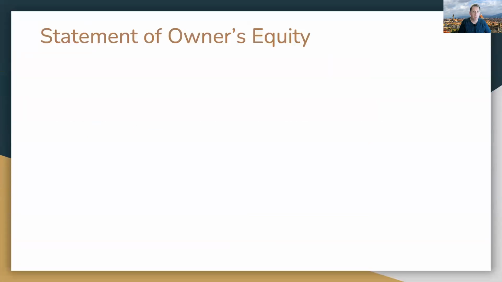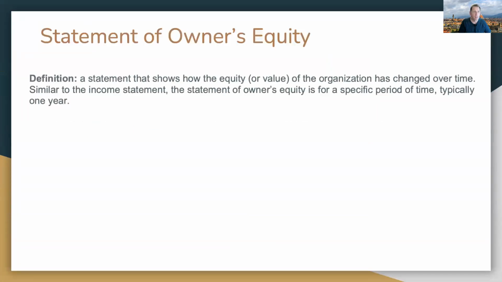Next is the statement of owner's equity. This is a statement that shows how the equity or value of the organization has changed over time. Similar to the income statement, the statement of owner's equity is for a specific period of time, typically 1 year.